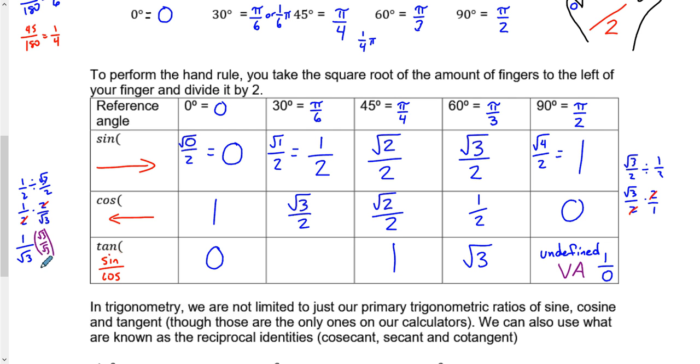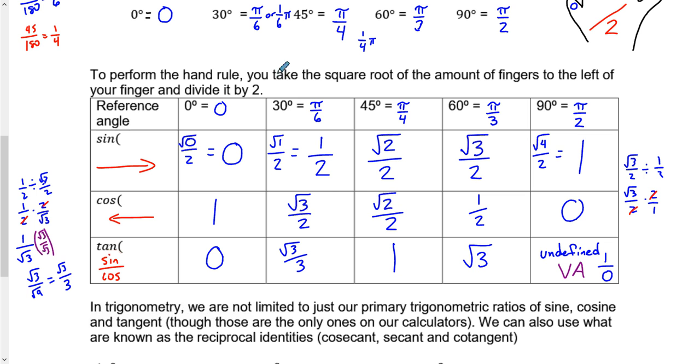And 1 times root 3 is root 3. Root 3 times root 3 is square root of 9. But what's the square root of 9? It's just 3. So the tangent of 30 degrees, or the tangent of pi over 6, is root 3 over 3.